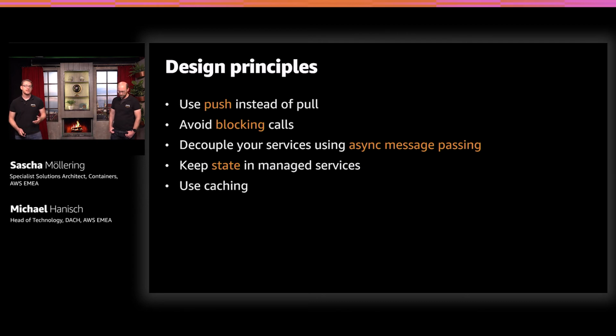So we also keep the state in managed services like DynamoDB, Kinesis, and ElastiCache, and we use a two-level caching strategy with an in-memory L1 cache and Redis as an L2 cache to reduce latency. This means the same principles apply to our application architecture that also apply to our infrastructure architecture.